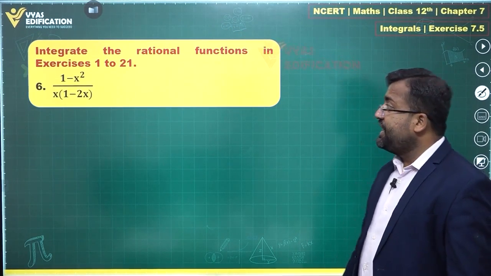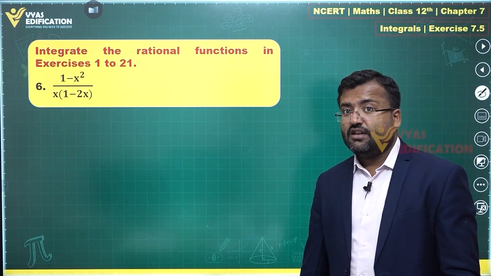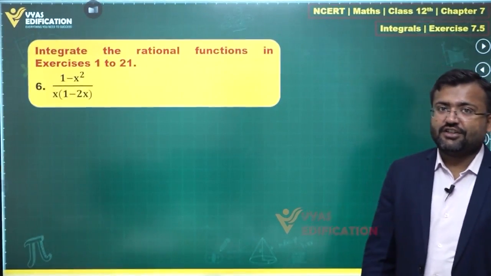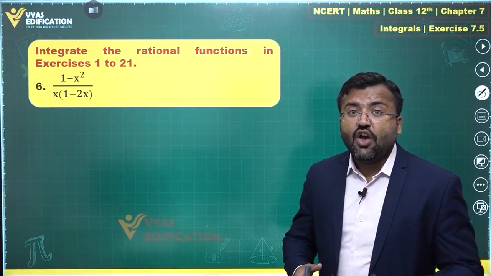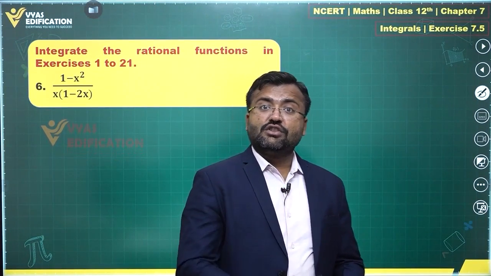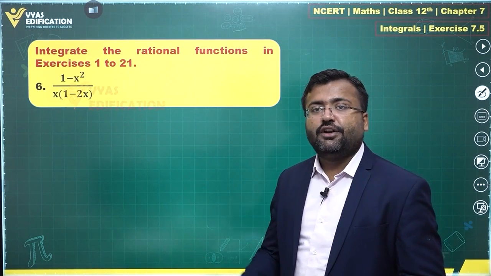The 6th question says we have (1 minus x square) upon x times (1 minus 2x). And remember the steps for integration. Before integration, we need to check whether this is a proper rational function, that is, whether the degree of numerator is less than the degree of denominator. If not, you'll have to divide using long division first and then try to convert it into partial fractions after that.